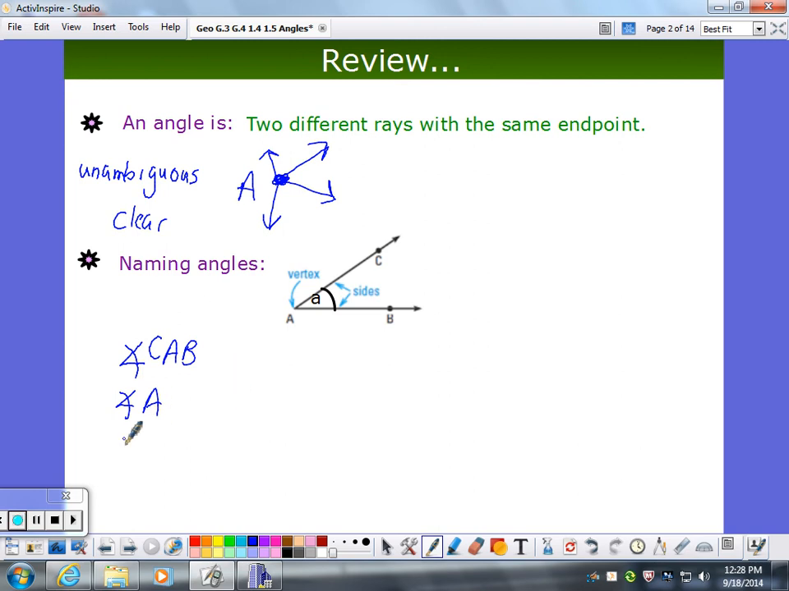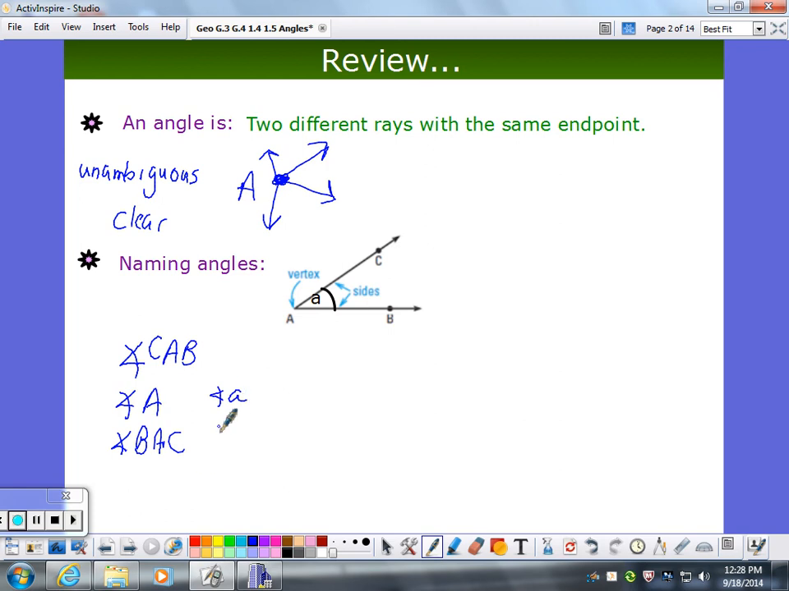Okay, how else can I name this thing? What's its name? It isn't a cute angle, but what's its name? What's another way to name it? BAC. As long as your vertex is in the middle, you can start it that way. That's perfectly fine. Now see this little A in here? So you could put a little A in here, and we're going to call this angle A.